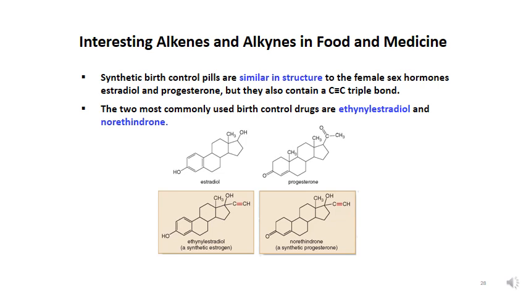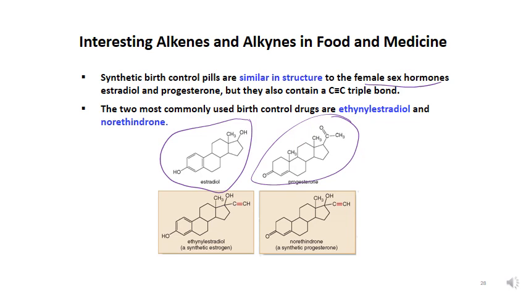There's other interesting alkenes and alkynes that we deal with all the time. When we're dealing with birth control, these two, estradiol and progesterone, are the female sex hormones.